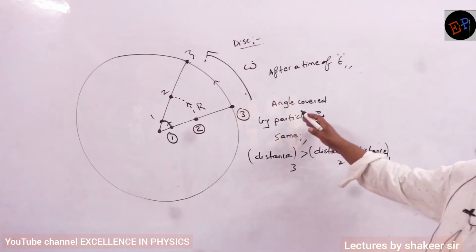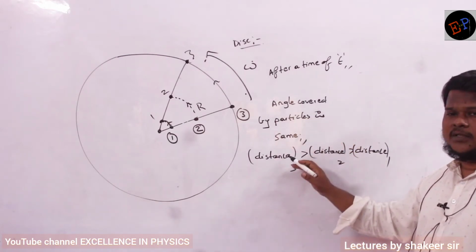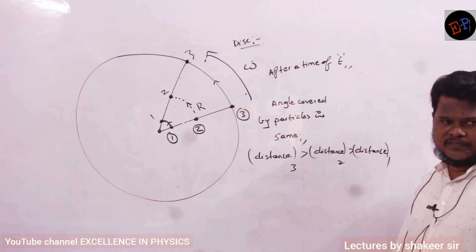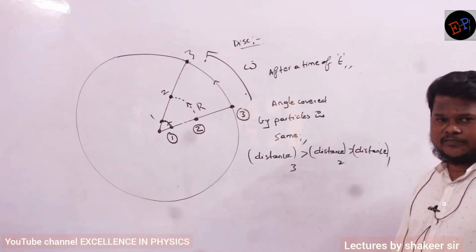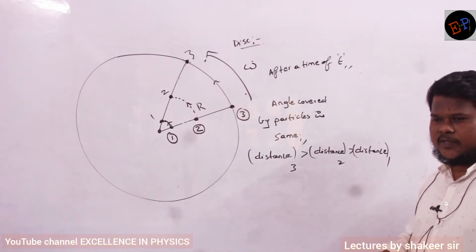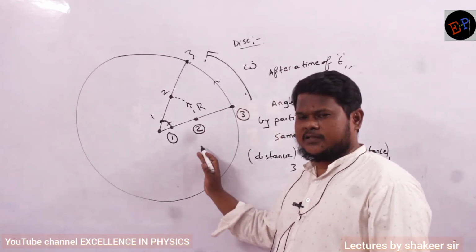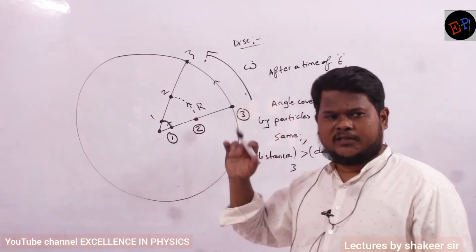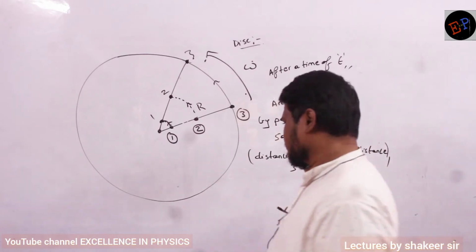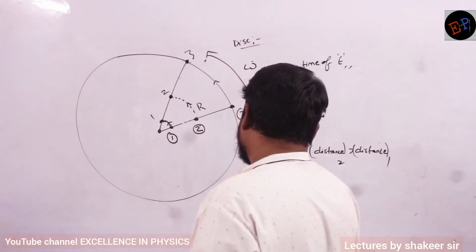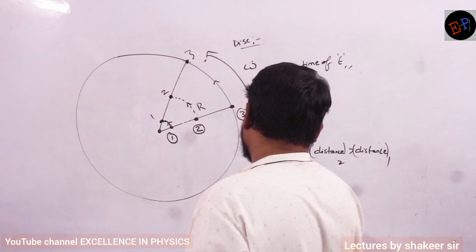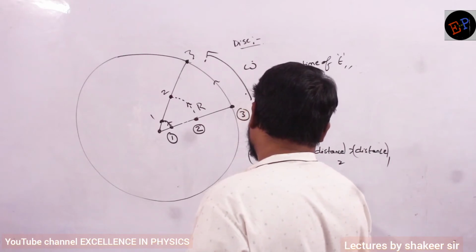So this is one similarity. Angle covered is the same. This is a dissimilarity: distances are not the same. Time is also the same, no? What is the time taken by first particle? The same time is taken by second also. The same time is taken by third particle also. So therefore, time intervals are also the same.